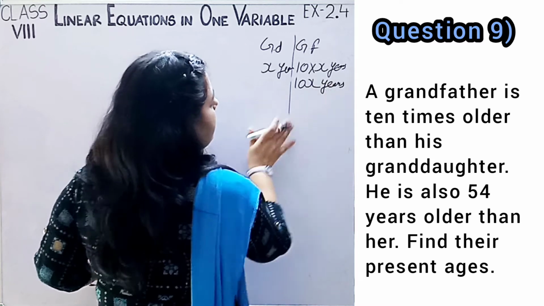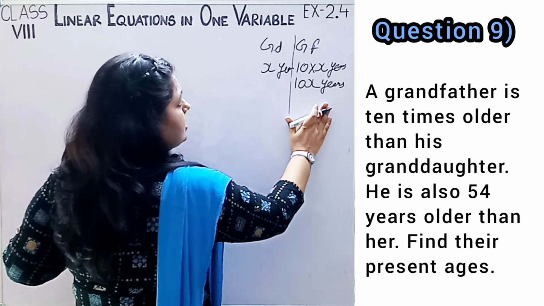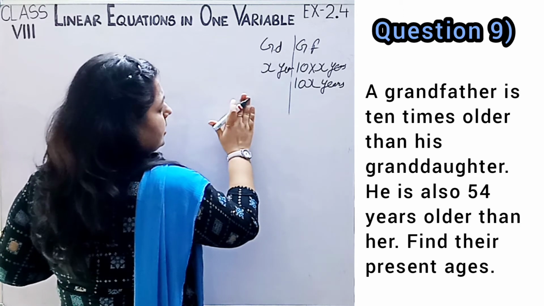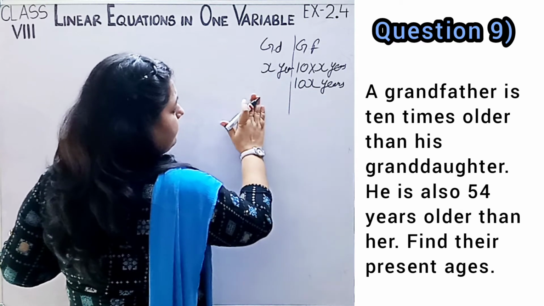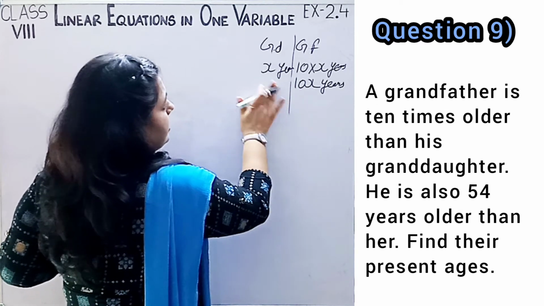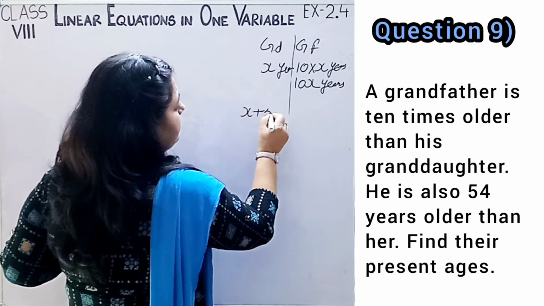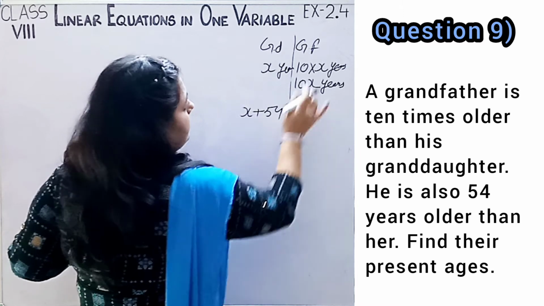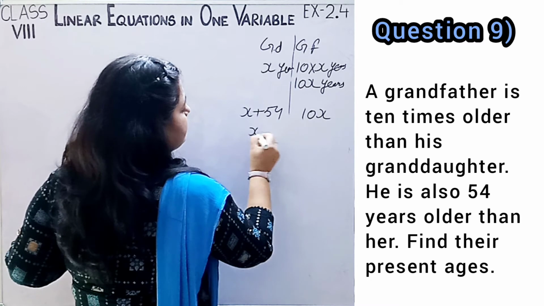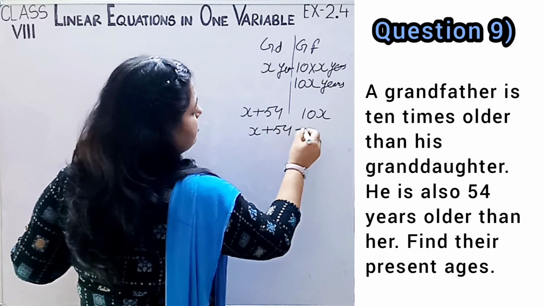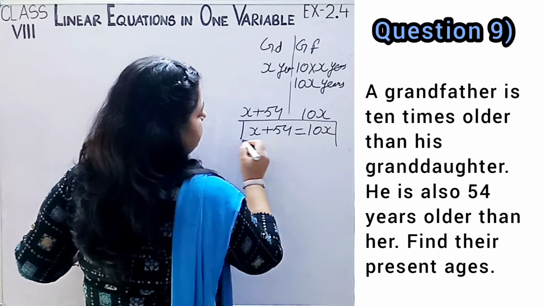Here grandfather is 54 years older than granddaughter. It means we have to equalize their ages. If I add 54 years to the girl, x plus 54, then grandfather's age will be equal. So x plus 54 is equal to 10x. And this is our equation.